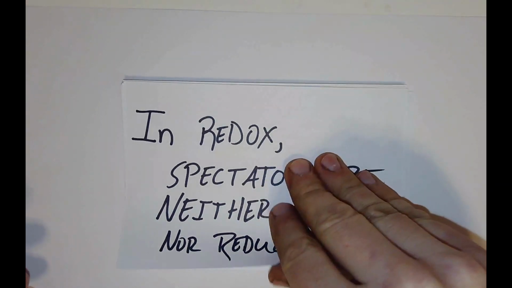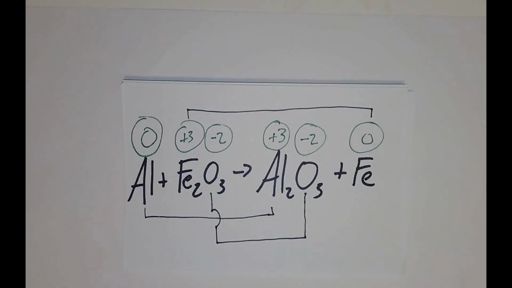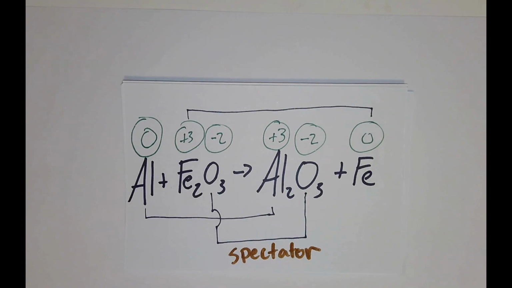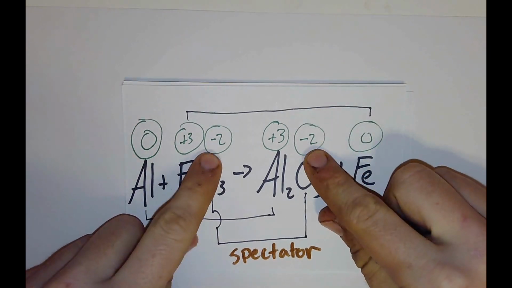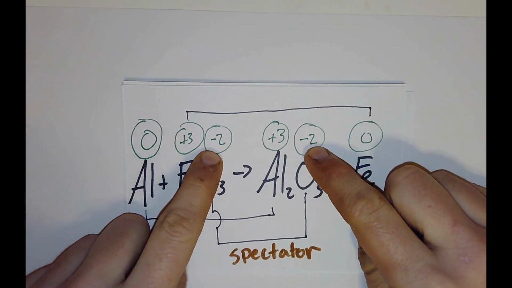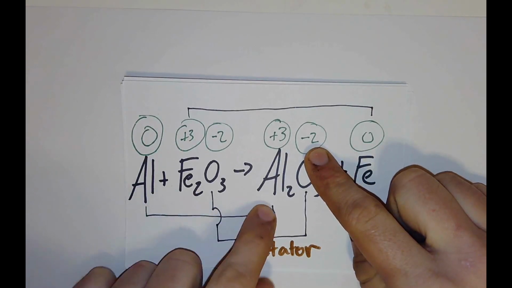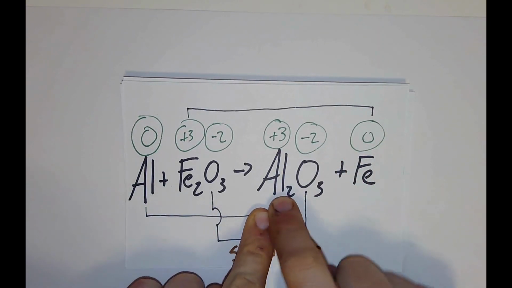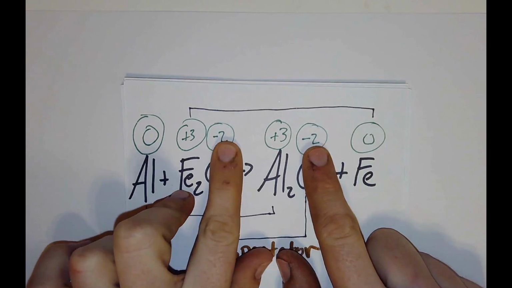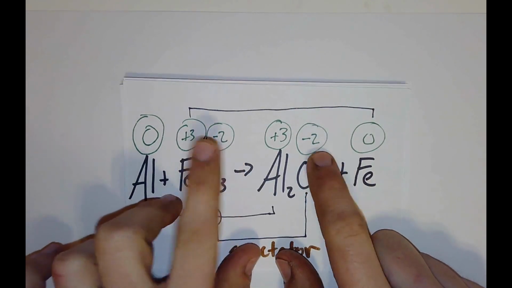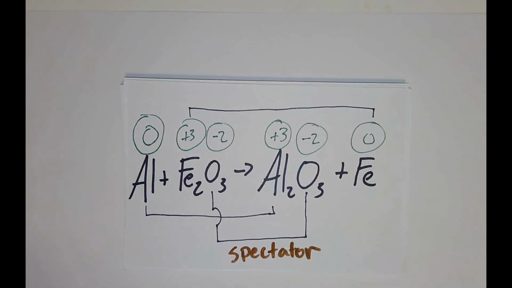So let's do a quick check-in. In this reaction, which thing is the spectator? I want to be really clear that it's a spectator because these numbers don't change. I'm not interested in the subscripts. Again, these numbers down at the bottom don't matter to me right now. I'm just looking at the oxidation state, the green number here. And if that number doesn't change, that's the spectator.